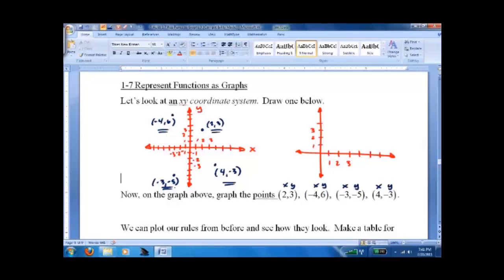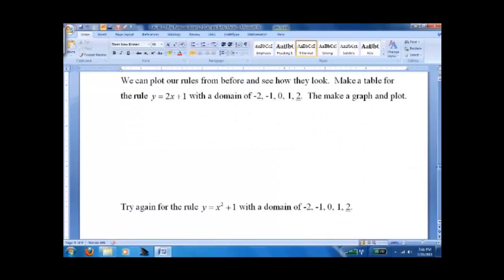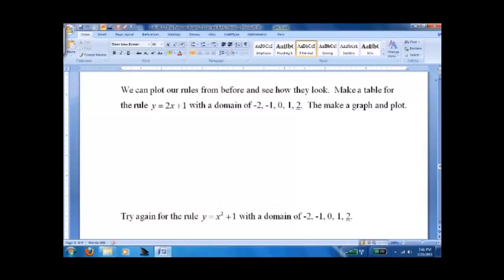Now we'll go over coordinate systems in more detail, but while we're here, I like to call that the first quadrant, that the second quadrant, that the third quadrant, and that the fourth quadrant. And we label them with Roman numerals. Don't know why, we just do. It's tradition. Now, we'll plot our rules from before and see how they look.